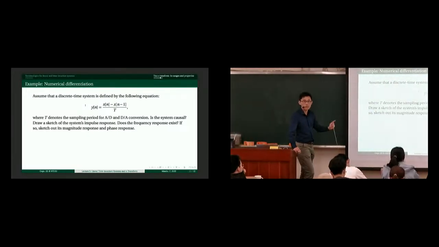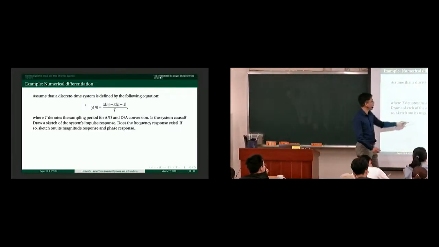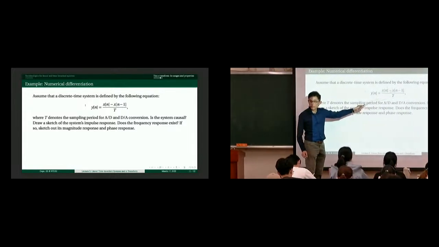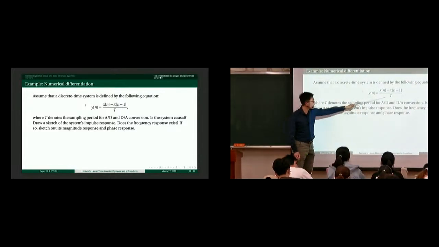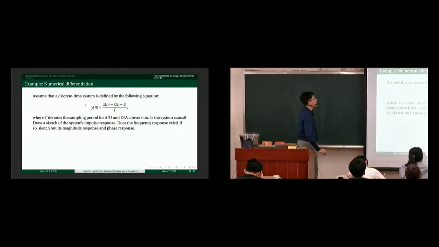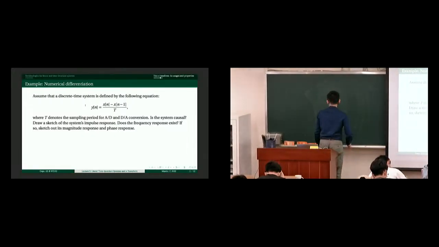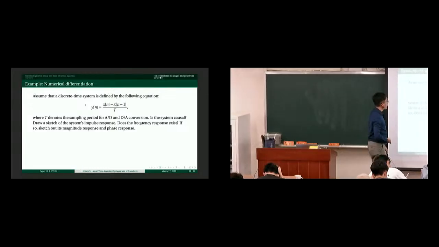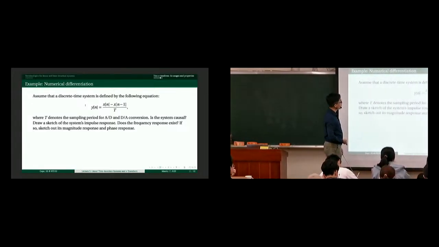If the time passes by one sample, what is that time? It's the sampling period. Taking the limit when delta t approaches 0, it gives you the first derivative. In that regard, we call it a numerical differentiator. So this is an example, and we can try to answer a few questions.